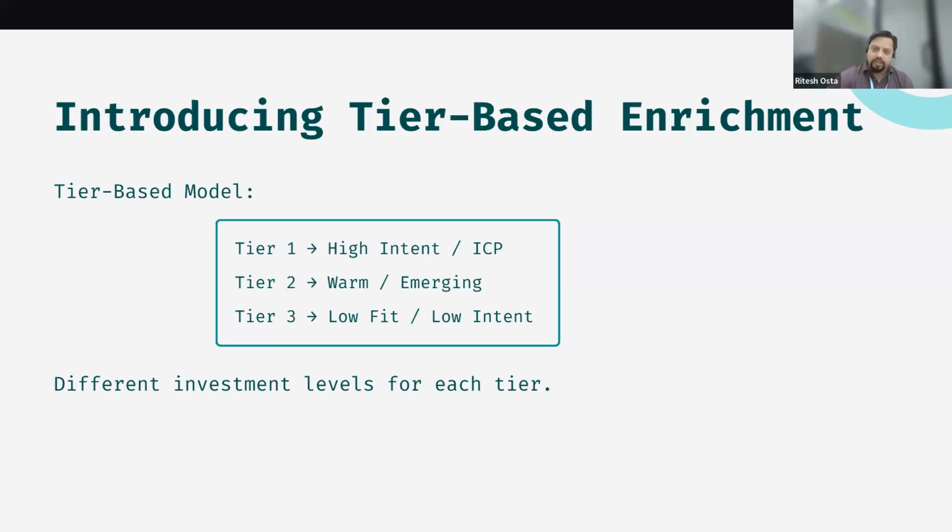So tier one is high intent, which matches the ICP. Tier two is warm intent, which is emerging, and tier three is low intent. It does not fit the ICP, and it does not have intent. And this is how we suggest our customers put together the tier-based model. That's the first important key on how to plan things.